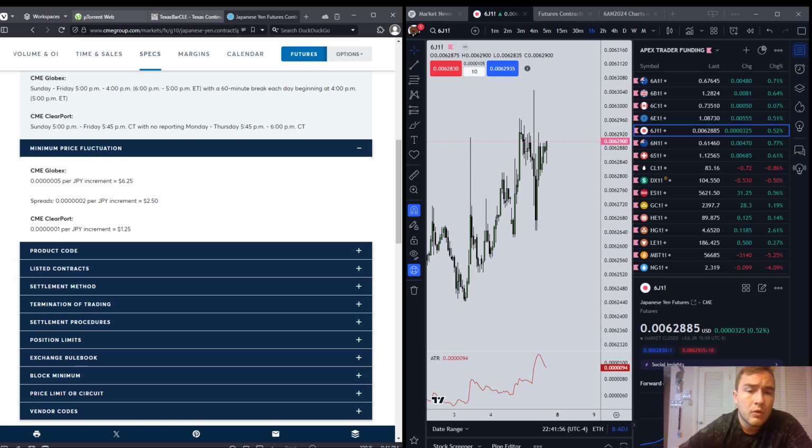So just to briefly recap, our minimum tick size for the Australian dollar is $5, for the Canadian dollar $5. I forgot what the euro was, and the yen is $6.25.